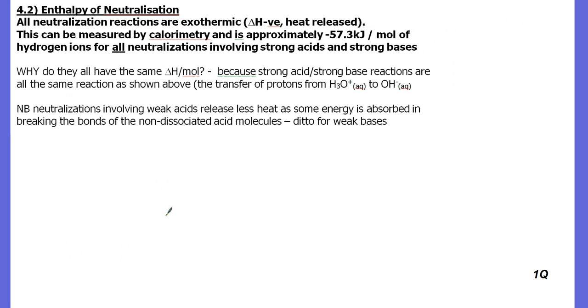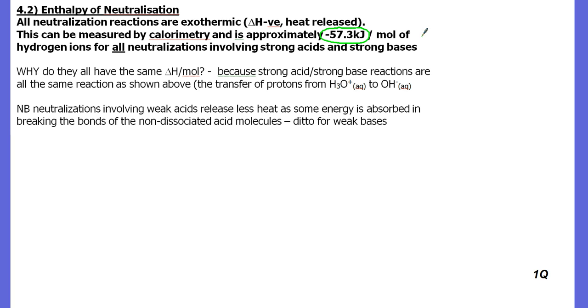So let's look now at the enthalpy of neutralisation. Don't forget, enthalpy is the amount of heat absorbed, and all neutralisation reactions are exothermic, which means delta H is negative, heat is not being absorbed, heat's being released, and this can be measured by calorimetry. It's approximately the same value for all neutralisations involving strong acids and strong bases, and that's a value that crops up a fair bit. It's minus 57.3 kilojoules per mole of hydrogen ions, or hydronium ions, and it's the same heat or same enthalpy of neutralisation for all strong acid, strong base reactions.